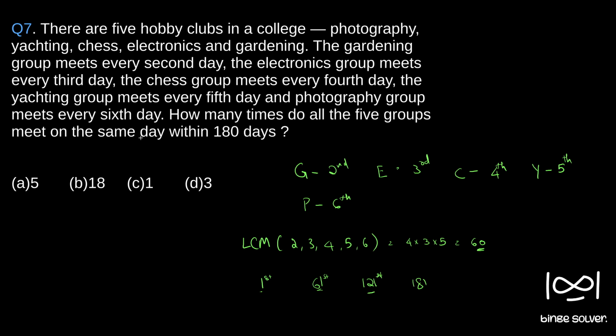Since we are asked how many times all the 5 groups meet on the same day within 180 days, we just need these 3: the first day, 61st day, and 121st day. So they meet in the 180-day span 3 times. 181 is not included, so this is not counted. So the correct answer is D, 3.